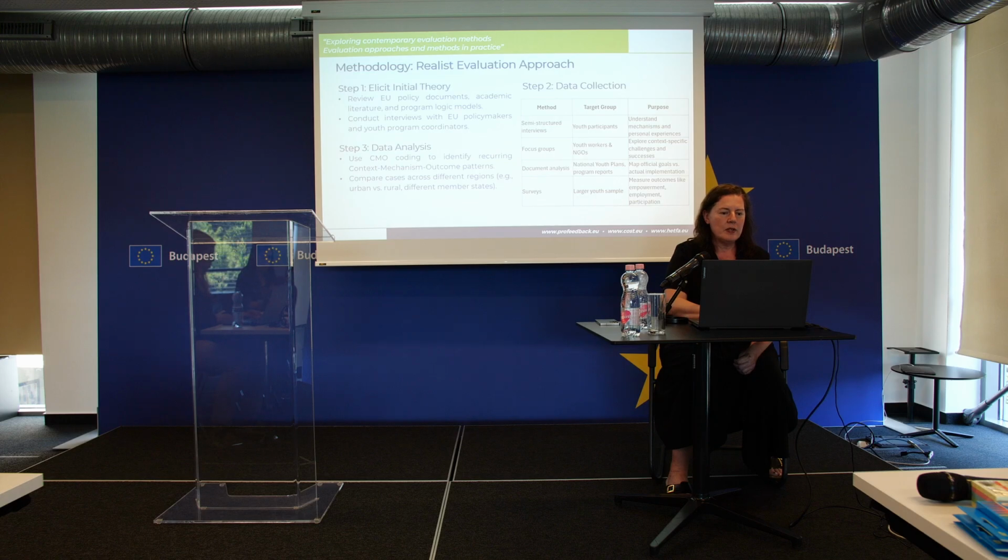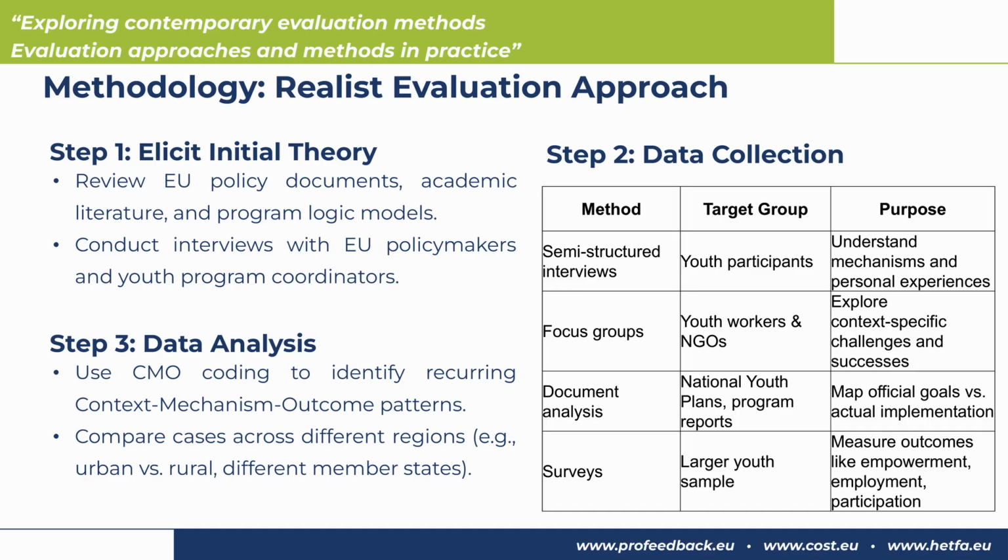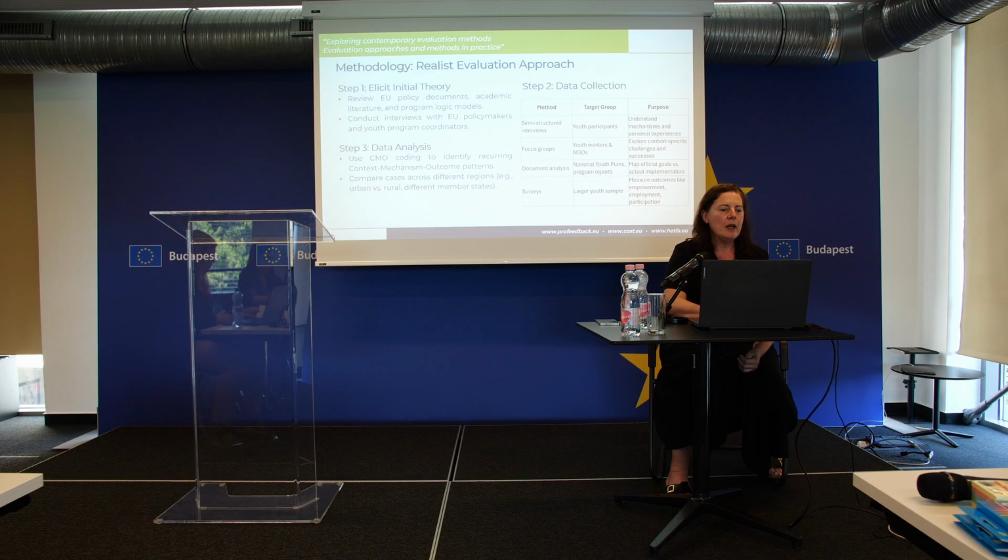The 3 steps of the realist evaluation approach. So the initial theory: review EU policy documents, academic literature, it's the desk work when we do evaluations, and program logic models, and conduct interviews with the EU policymakers and youth program coordinators. It's the qualitative research. Then the data collection, with methods which we can use like semi-structured interviews, focus groups, document analysis and surveys.